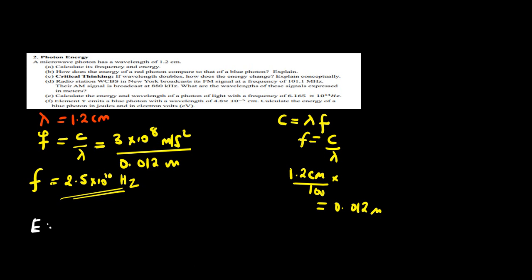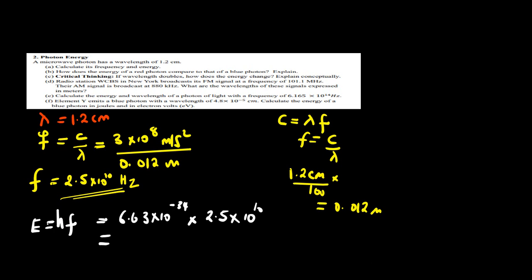Now the energy, how do you find the energy? Earlier we said energy is just equal to your Planck's constant multiplied by your frequency. Let's just do that. Planck's constant is a constant. It is 6.63 times 10 to the power negative 34. Now we are multiplying this by the frequency. We've already found our frequency, which is 2.5 times 10 to the power 10.